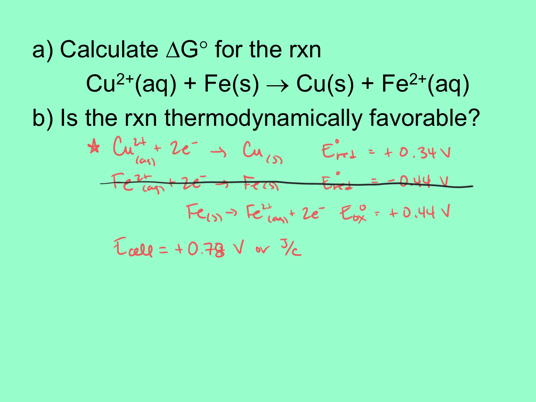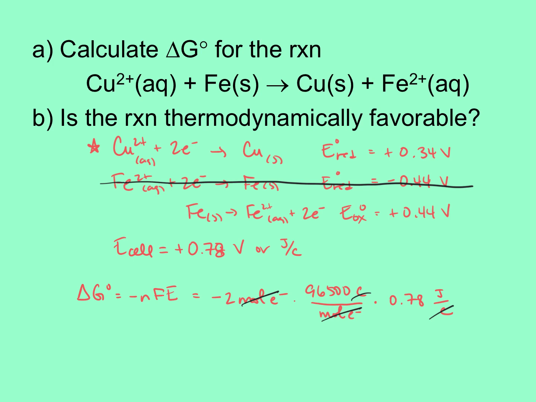But let's also go ahead and calculate the value of delta G, okay, which is negative NFE. So in this case, it's negative, and 2 moles of electrons were transferred in this process. So I'm going to put 2 moles of electrons times the Faraday constant of 96,500 coulomb per mole of electron, okay, times the E cell, 0.78 volts, which comes out to joule per coulomb. And the moles of electrons will cancel, and the coulomb will cancel.